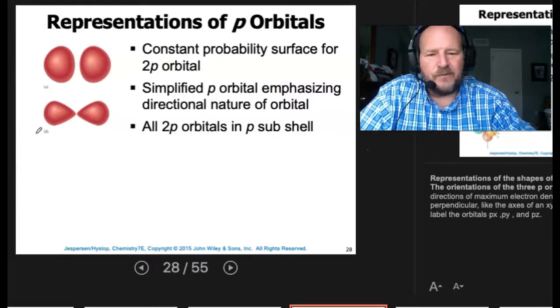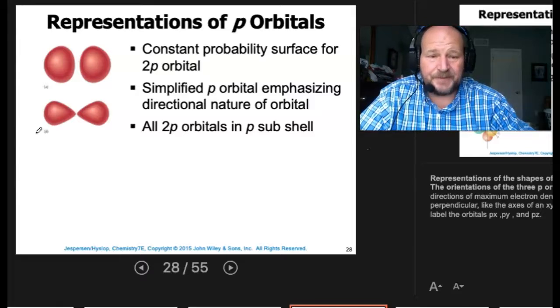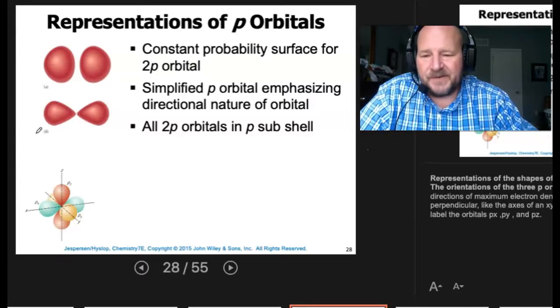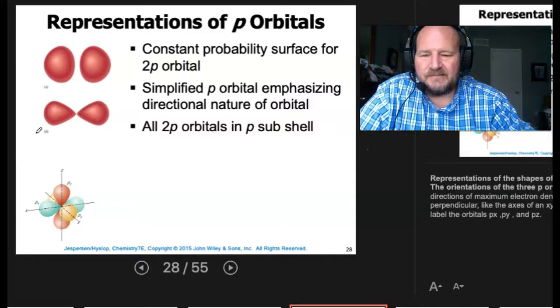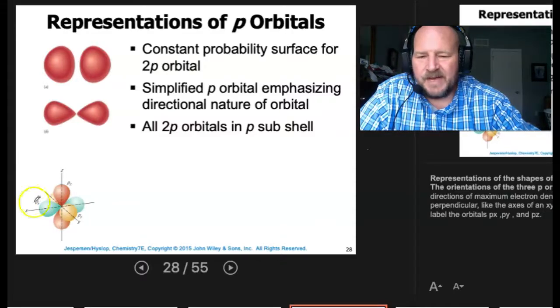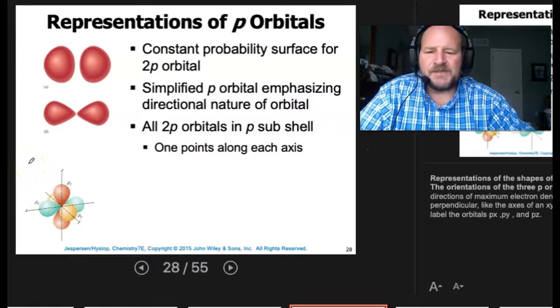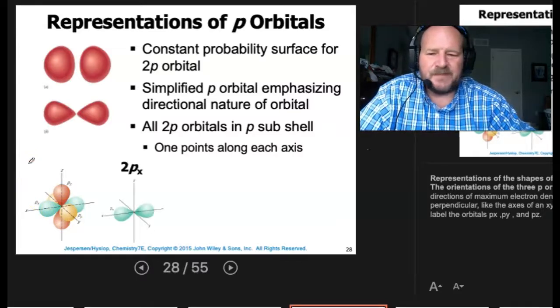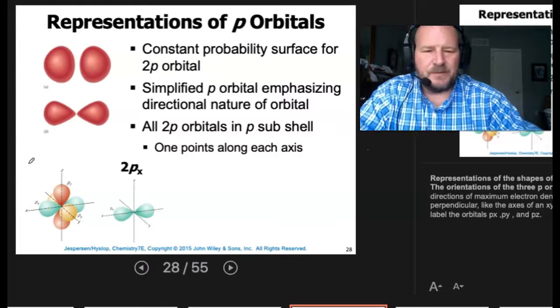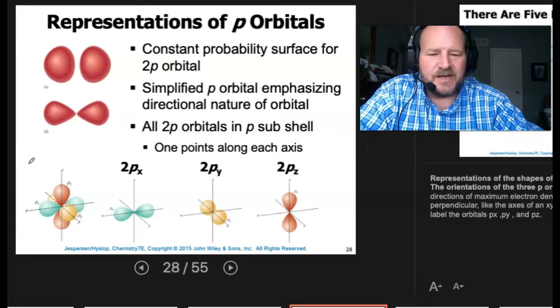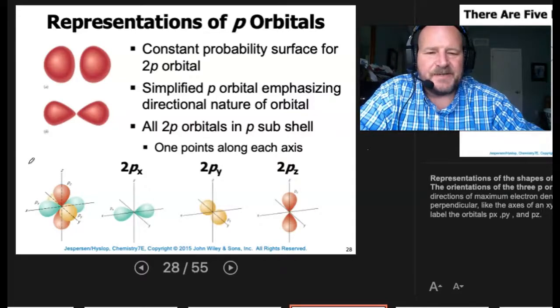Now all 2p orbitals in the p subshell are going to have that. Now remember though, there's technically 3 shapes in the p orbital. That's just one shape. So if I put all 3 of them together, it's going to look a little more like that. Give me a couple seconds to digest that diagram. So again, we have the green orbital along one axis, the red orbital along another axis, and the yellow going along our third axis. So 1 points along each direction. If we were to take them apart, we call them the 2px, the 2py, and the 2pz, based on the Cartesian coordinates.